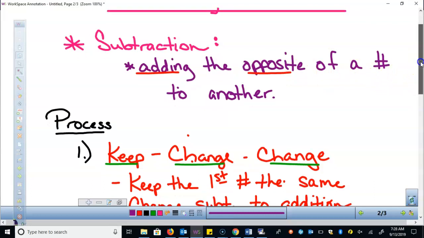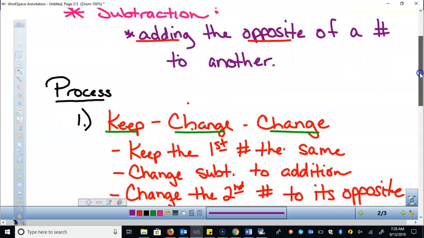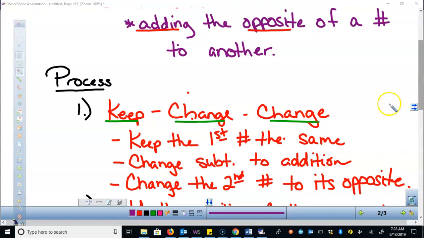So when we're subtracting rational numbers, we have a process that we follow. It's called keep, change, change. It can be called different things: keep, change, flip; keep, flip, change; keep, change, invert. Pretty much any synonym for change in math will work here.